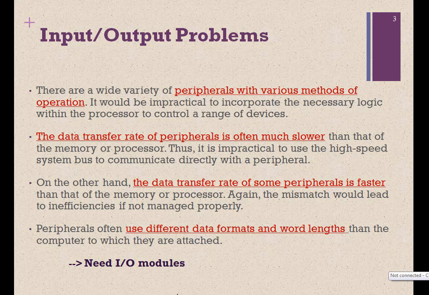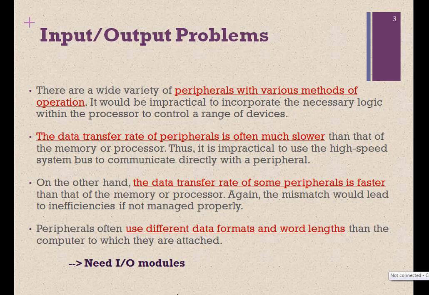Data transfer rates of peripherals are often much lower, because these are serial port communications. Data is transferred from these devices or peripherals in serial form, so it is much slower compared to other communication ways. Peripherals use different data formats, their sizing and word length are different, and their data transfer rate is also different.